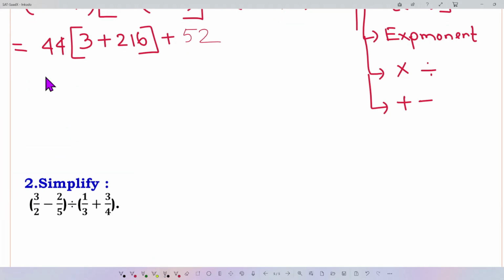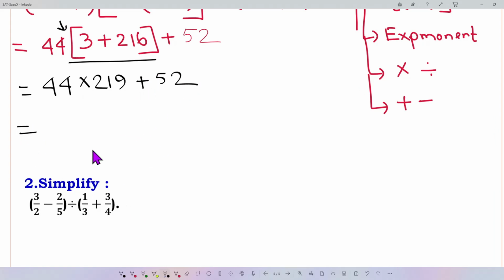Next, 44, and this is bracket: 216 plus 3, it will be 219, and here is no sign, it means this is multiplication, plus 52. So once we multiply 219 times 44, it will be 9636.